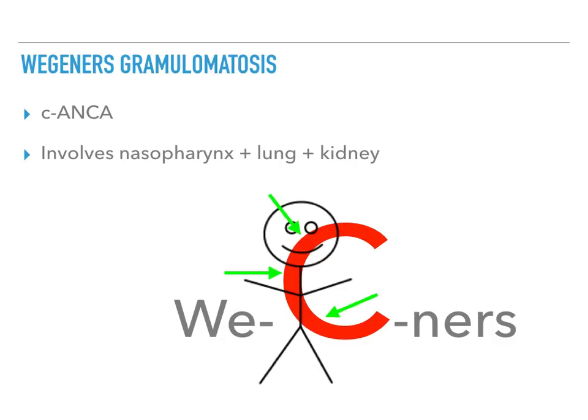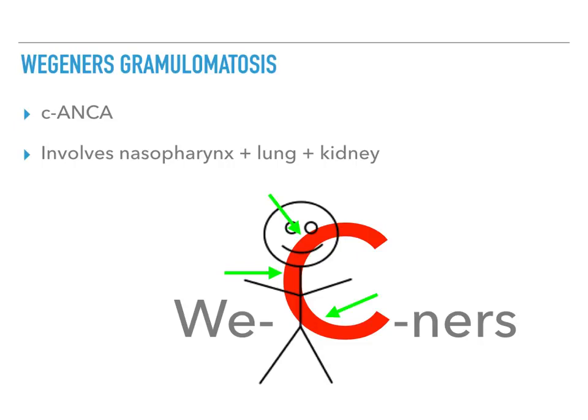So here are the arrows pointing to the involvement of Wegener's. The C cues you into the area that it involves, but it also cues you into the C-ANCA. It's really important to know that it's C-ANCA positive, because there are some other pathologies that are actually P-ANCA, and you don't want to get those confused because it's high yield to be able to differentiate the two ANCAs. But again, Wegener's granulomatosis, think Wegener's.